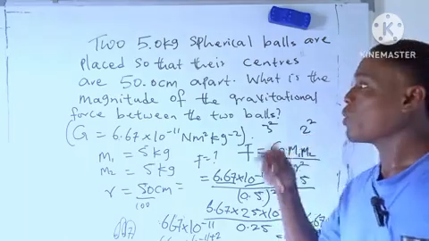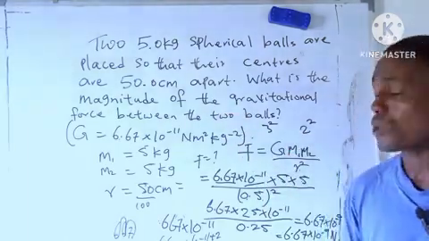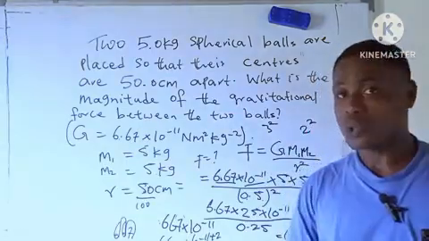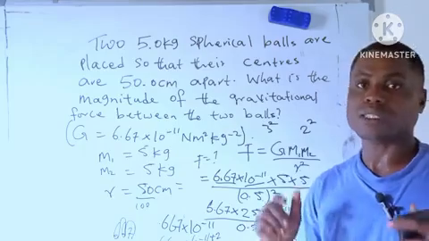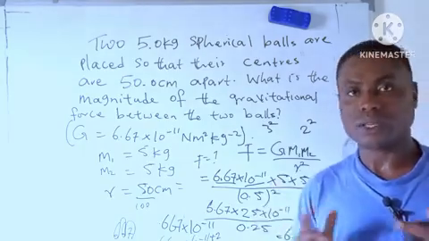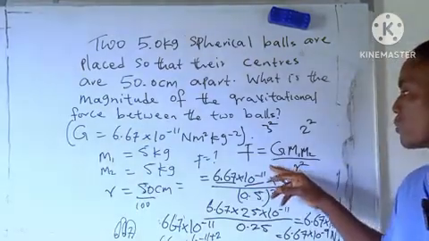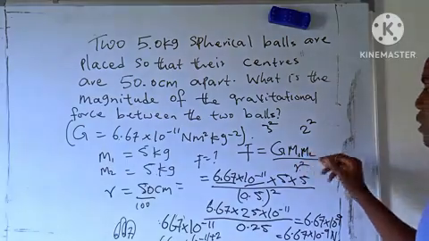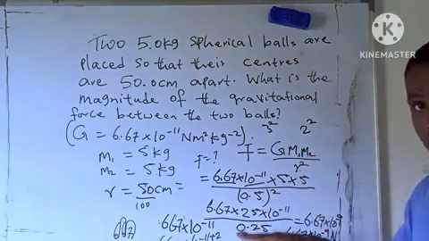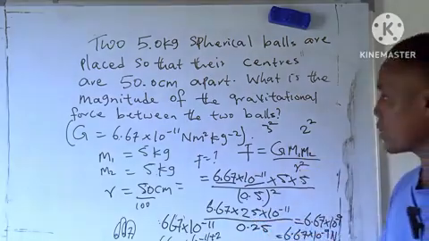So that when you come across this type of question, whether the value of G is given or not, you know that the value of G is 6.67 times 10 raised to minus 11. So this formula, please take note of it. F equals G m1 m2 all over r squared. So hope you've seen the procedure, right?